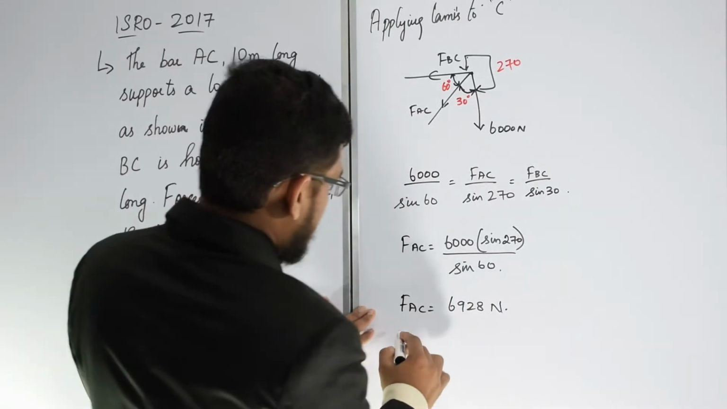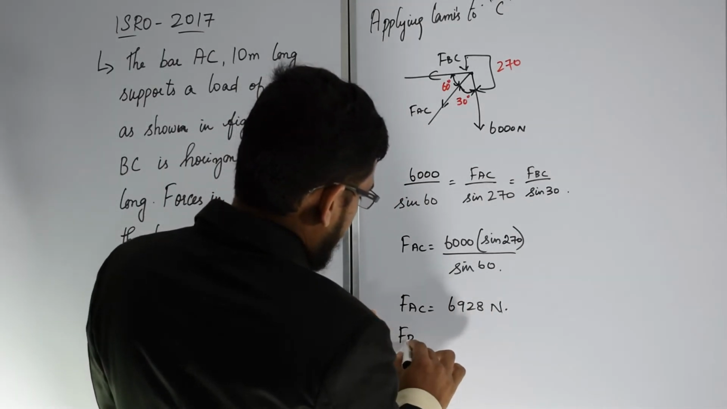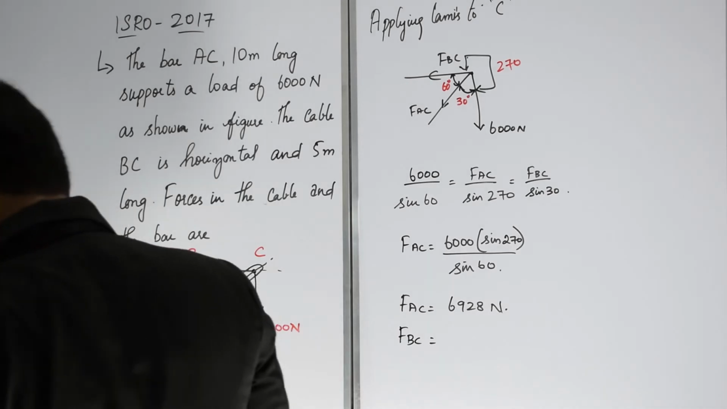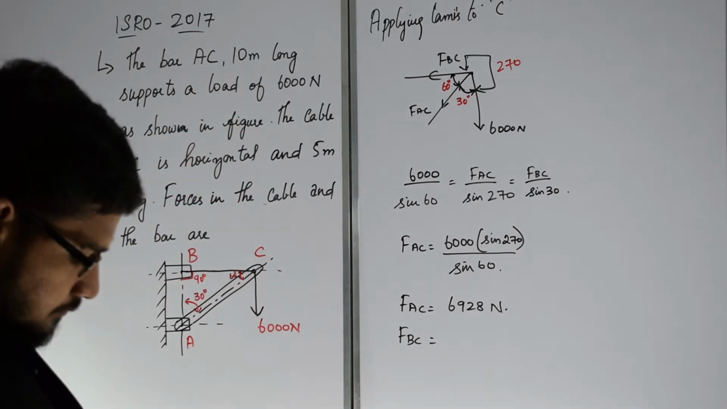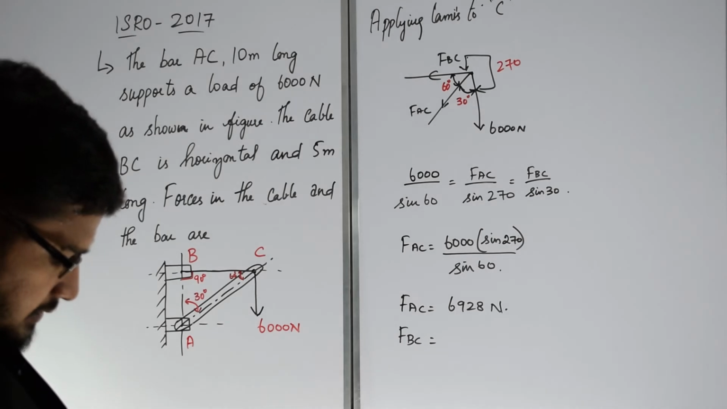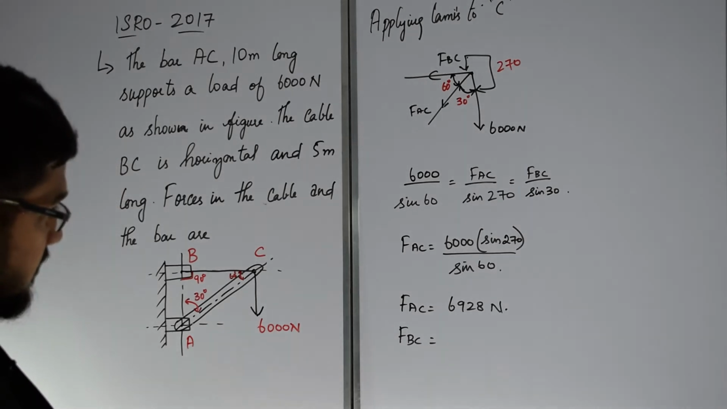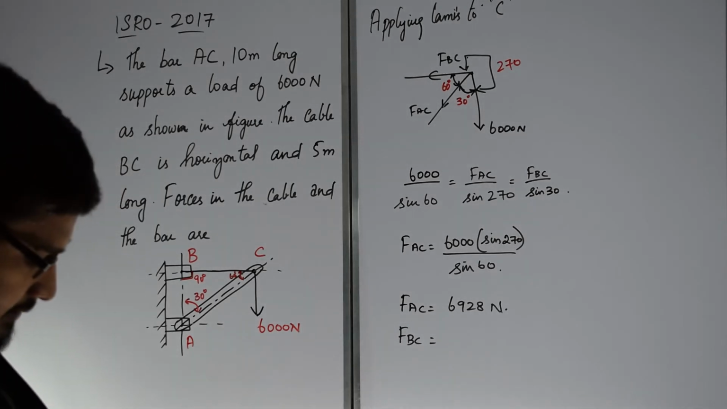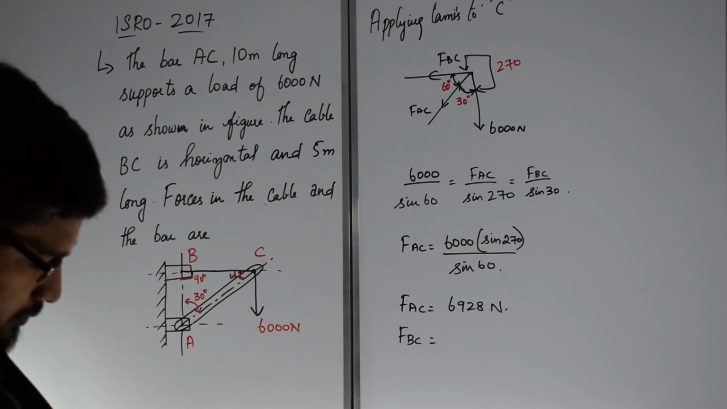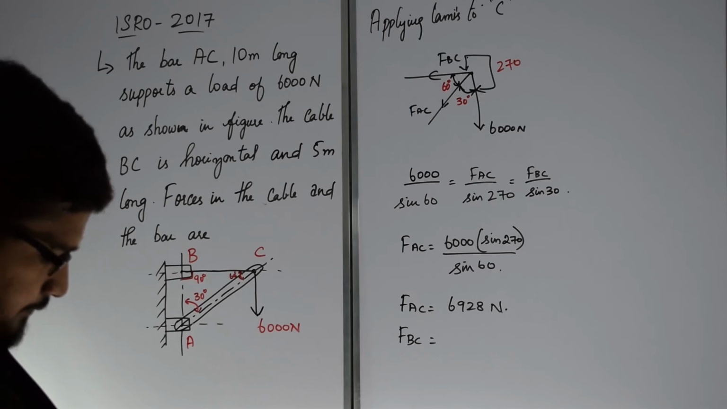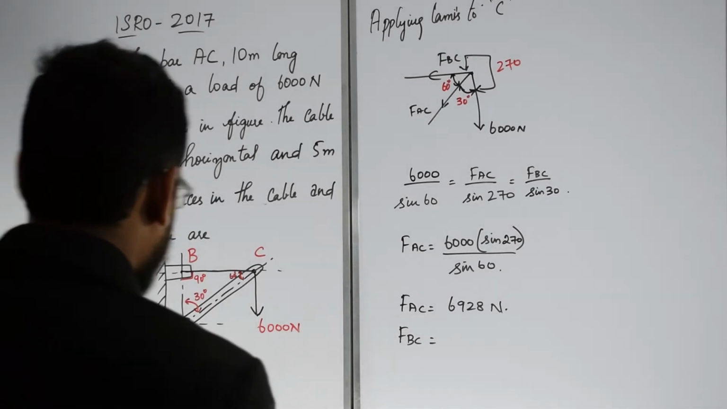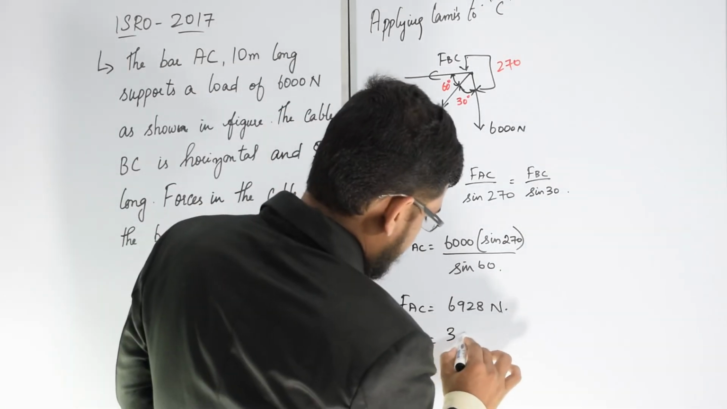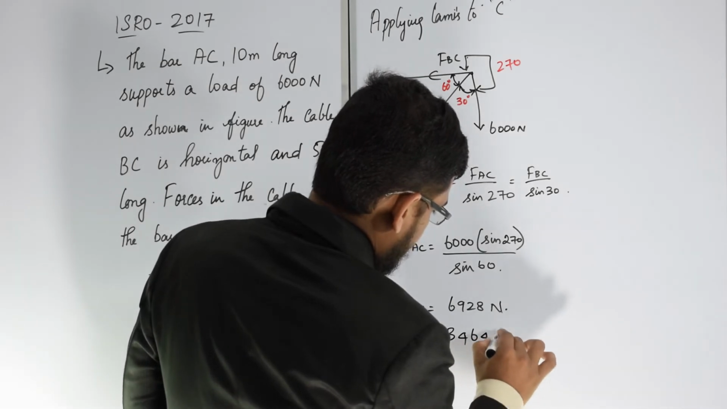Next, very easy, calculate FBC the same way. We get, using the calculator, 6000 into sine 30. So sine 30 is 0.5 into 6000, 3000, divided by sine 60. 3000 into 2 divided by 1.732. 3464. FBC is 3464 newtons.